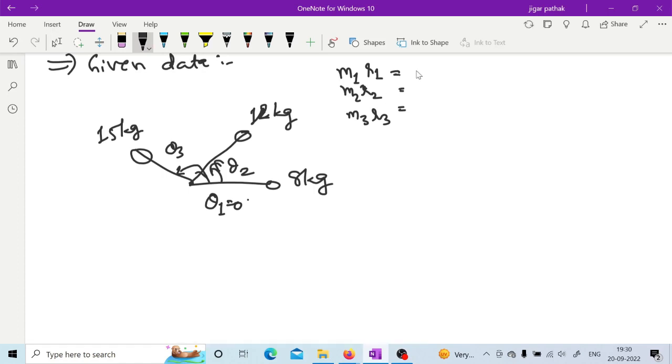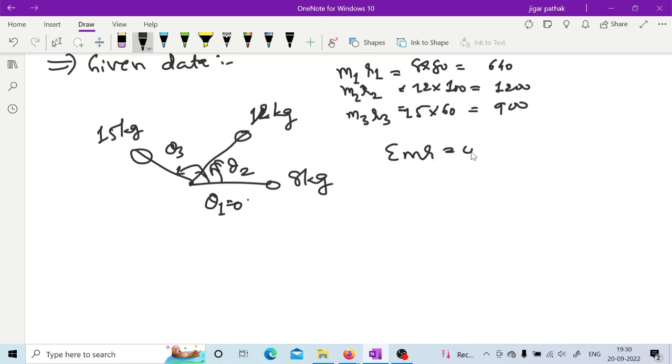So M1 is given as 8, R1 is given as 18, M2 is given as 12, R2 as 100, M3 as 15 and R3 as 16. So you will have this product as 640 and 1200, and here you will have 900. So what we have seen is that sigma mr must be equal to 0 if we go by analytical method.